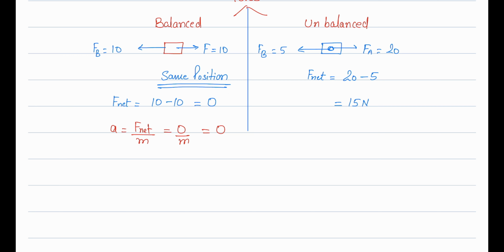In unbalanced forces, A equals 15 divided by mass. Let's say mass is 3 kg. So divided by 3, you get 5 meter per second square. It means acceleration is not equal to 0. Fine? Understand? Now let's start the questions.